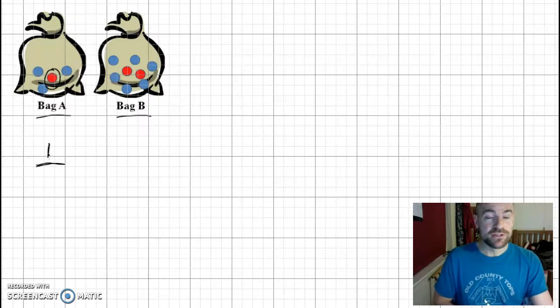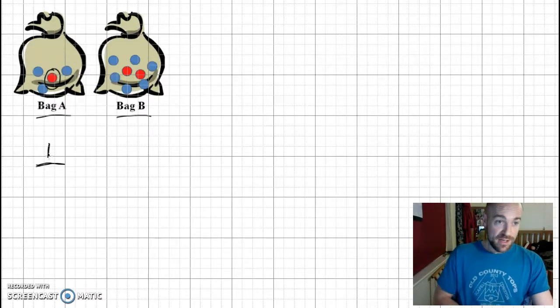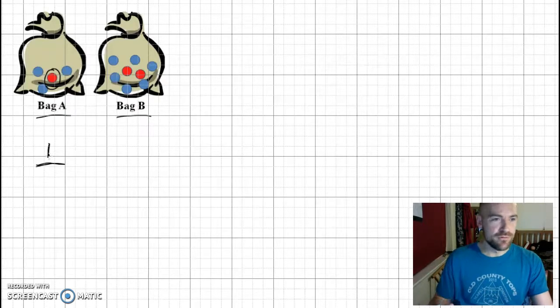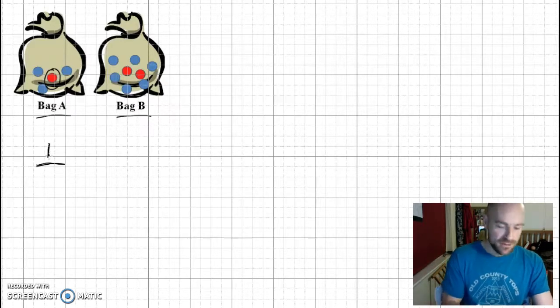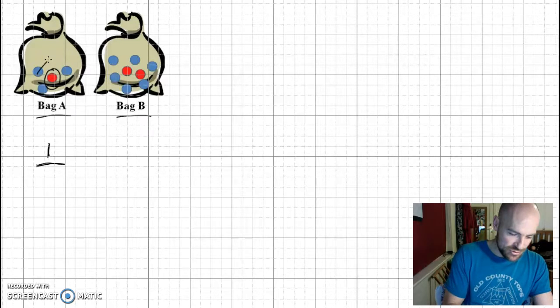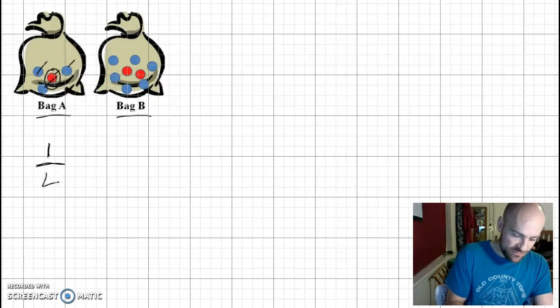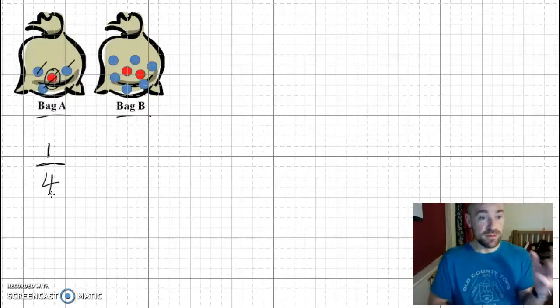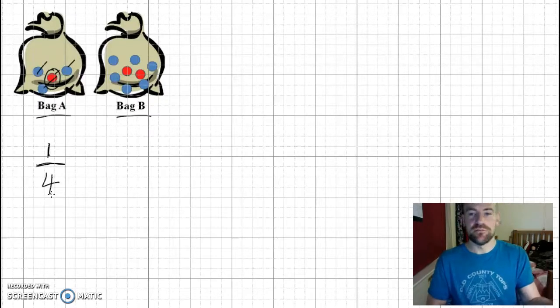At the bottom of your fraction, the denominator, we need the total number of choices in that bag. So we've got 1, 2, 3, 4. So it'd be 1 out of a total of 4. Okay, and that is the probability of choosing a red counter from bag A.